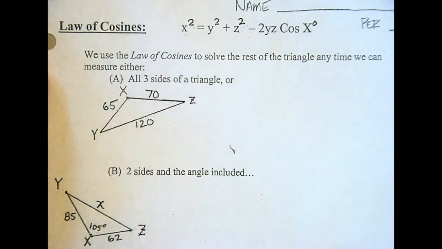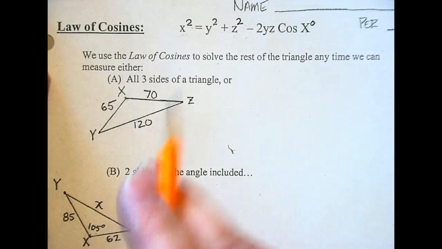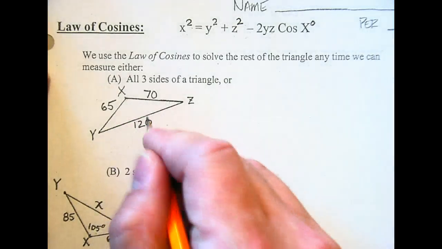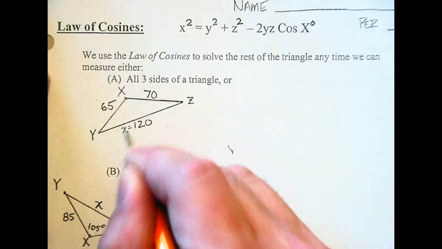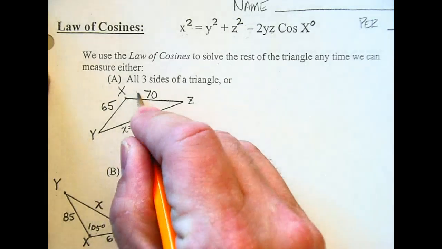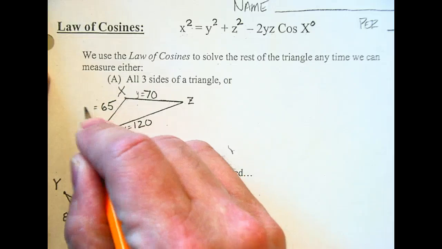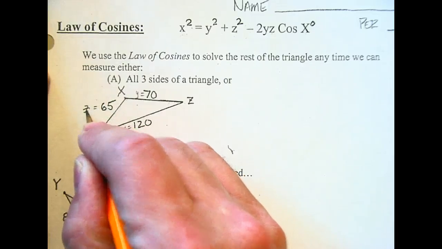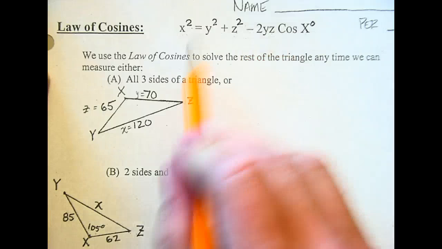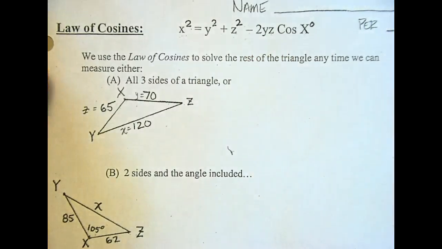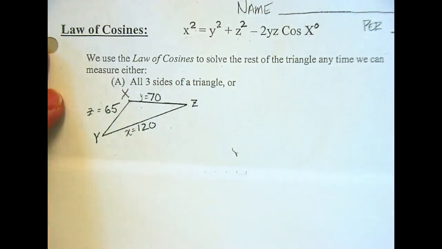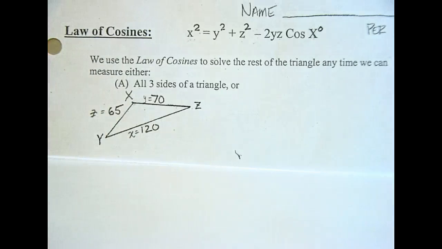So keep in mind that the side opposite angle x is side x. The side opposite angle y is side y. And the side opposite angle z is side z. Using that information, I want you to substitute everything you can into there. Give yourself plenty of room to work. There are a lot of steps. So we'll do letter A together. Go ahead and get everything substituted in.